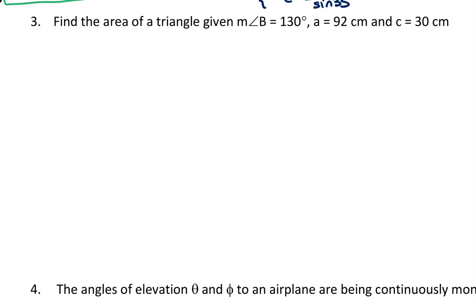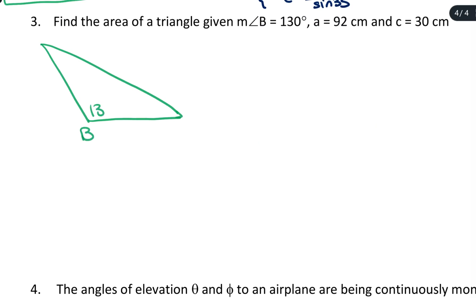All right, let's go on to example 3. Example 3 asks us to find the area of a triangle, given some information. If I draw this triangle out, I have angle B, side A, and side C. Angle B is here, little b would be there. Oh, it's an obtuse triangle, so let's go ahead and draw the obtuse. So angle B is 130 degrees, put A there, this is 92. And then angle C is there, and here we have 30. Those are in centimeters. We want to find the area of this triangle.